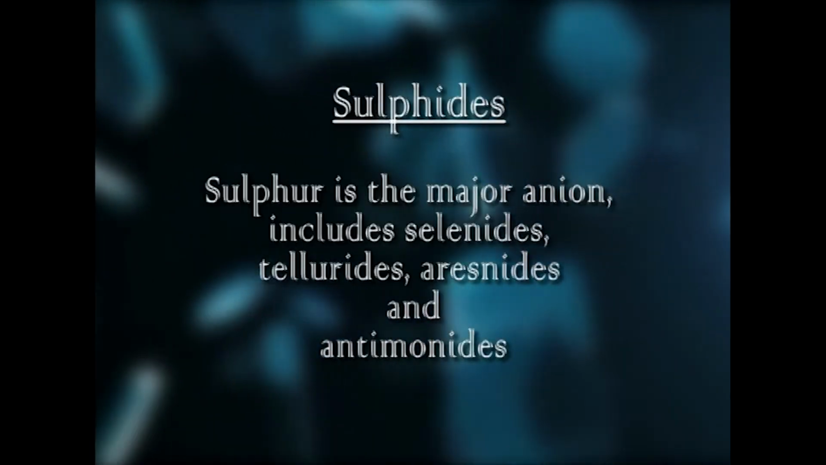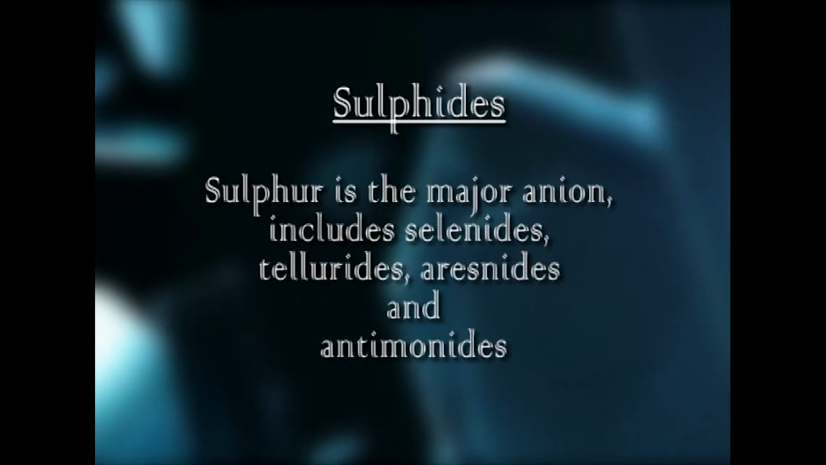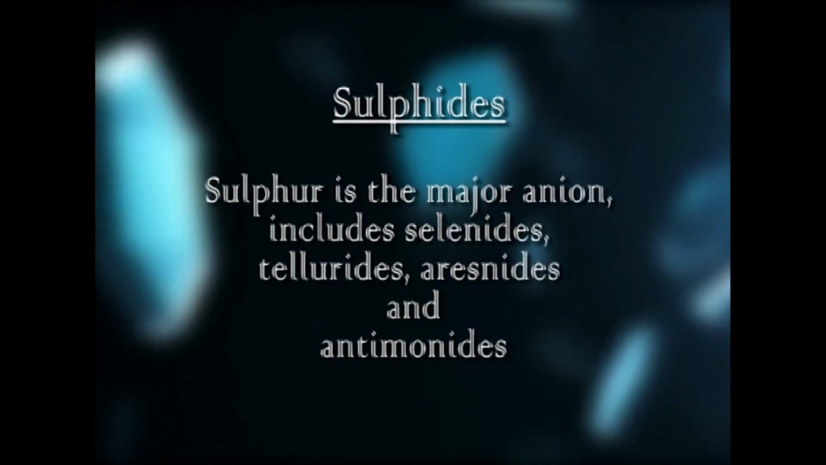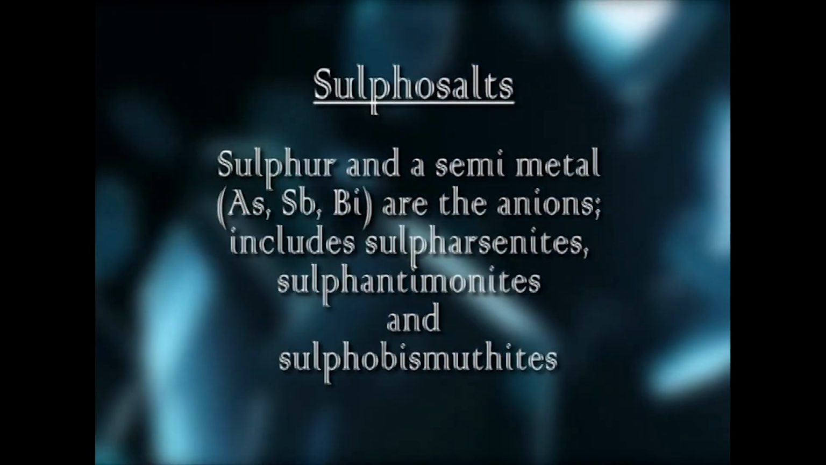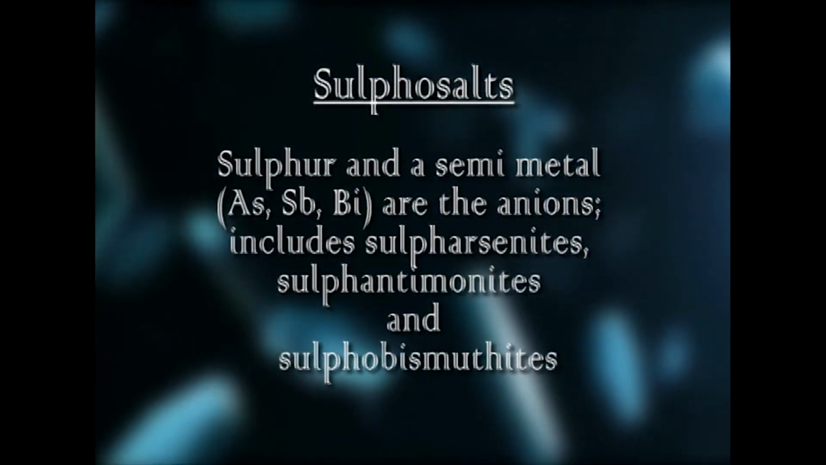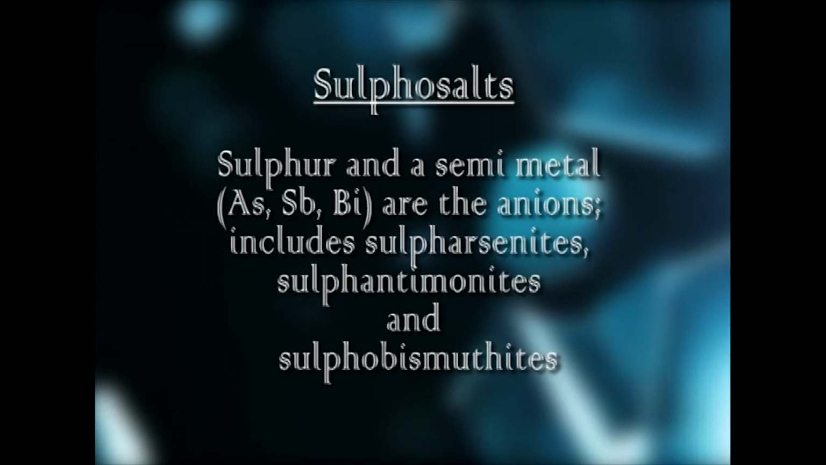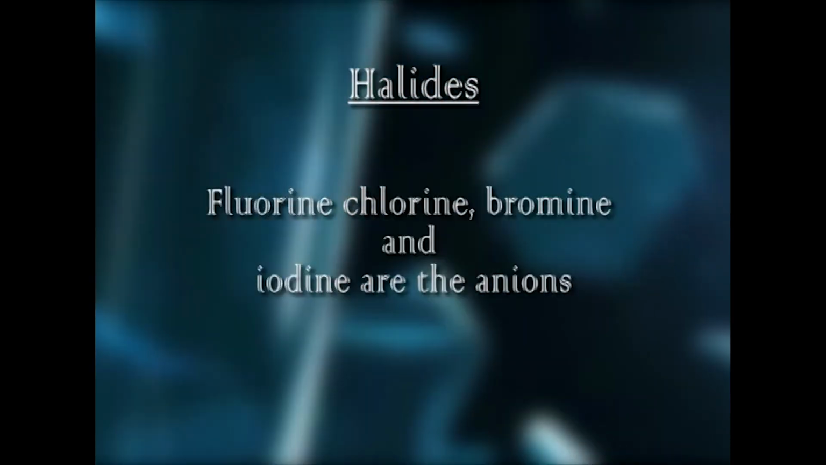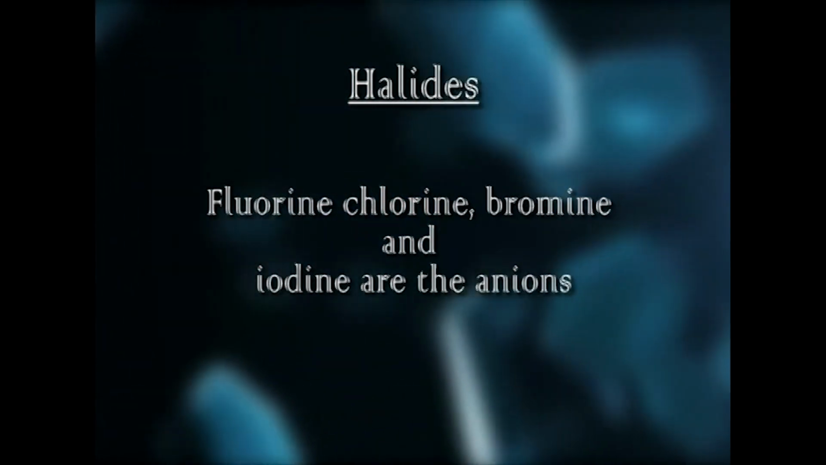Native elements, including metals, semi-metals and non-metals. Then sulfides, in which sulfur is the major anion, including selenides, tellurides, arsenides and antimonides. Sulfosalts, where sulfur and a semi-metal such as arsenic or bismuth are the anions, include sulfarsenites, sulfantimonites and sulfobismuthites. Then comes the halide group, containing fluorine, chlorine, bromine and iodine as the anions.